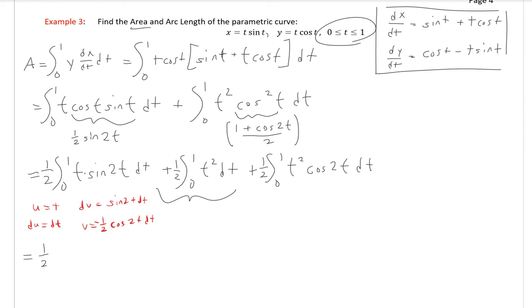So then that gives us 1/2 times negative 1/2 t cosine of 2t, u times v. And then we also have plus, because of that negative there, 1/2 the integral from 0 to 1 of v du, so cosine of 2t dt.